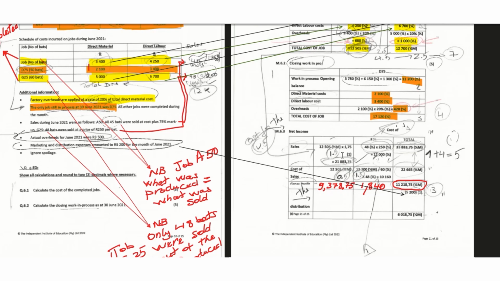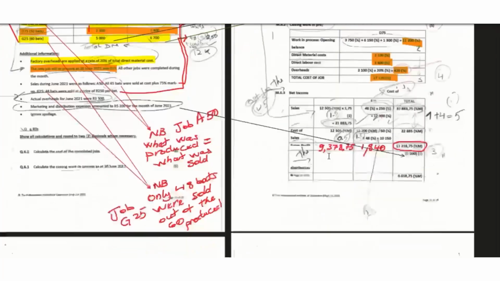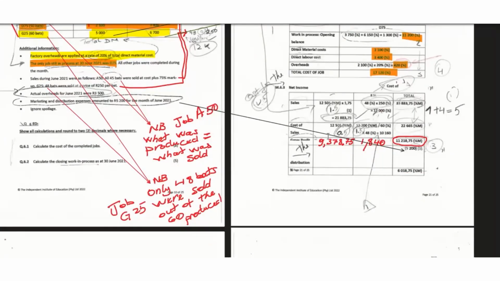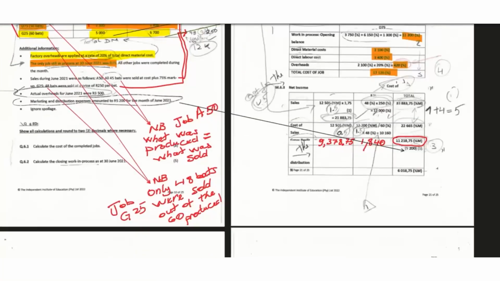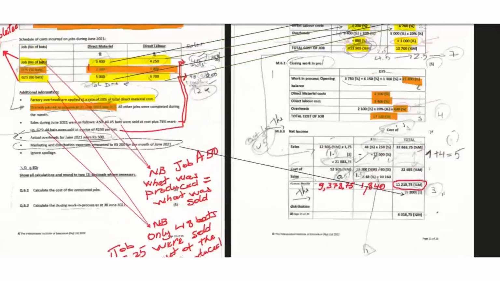175 divided by 100, which is percent, right? Okay, so that will provide us the sales minus the cost of sales that we just used of 12,000, which provides us the gross profit. But it's not going to be the same thing for the job G25 because we produced 60, but we only sold 48.